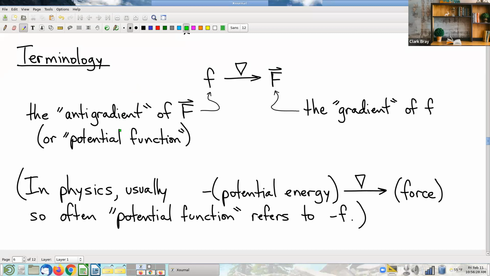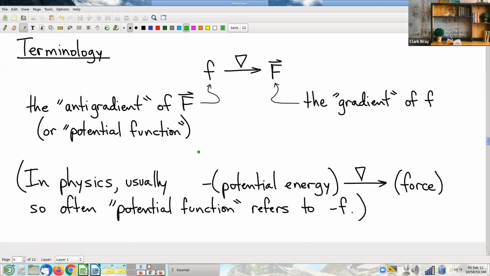Be aware, though, however much you may or may not agree with that observation, people outside of the context of this class are mostly going to say potential function. And so, just be ready for that. And when they say potential function, I encourage you to think, oh, they mean anti-gradient. Okay, fine. Is that cool? Okay. All right.